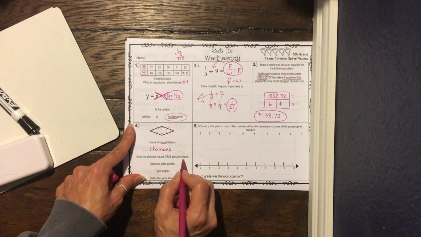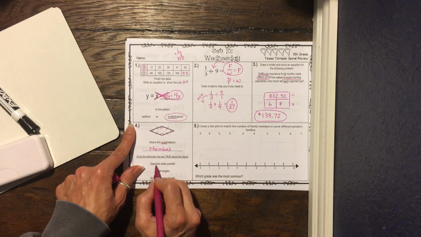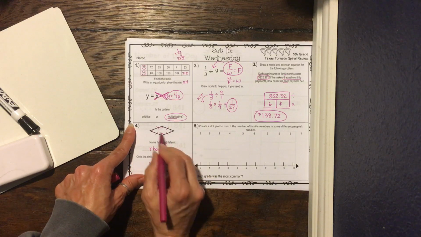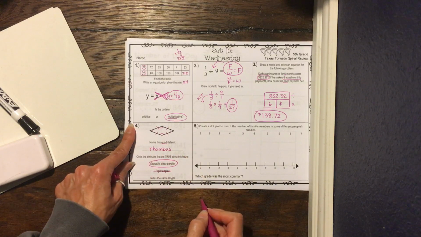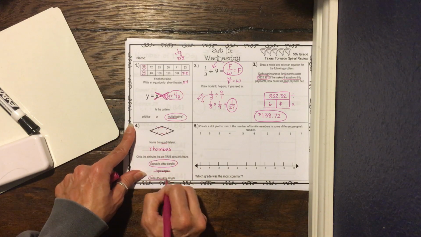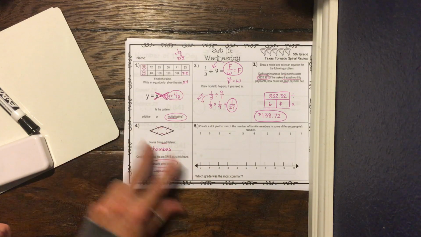So it says circle the attributes that are true. Are the opposite sides parallel? They are. Does this have any right angles? It does not. Are the sides the same length? Yes, they are congruent. So those are the 2 that you would circle.